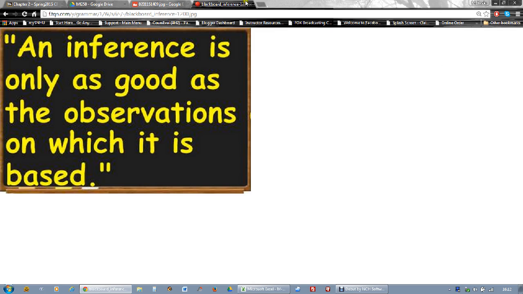So today we're going to use M&Ms, and we're going to use different samples of M&Ms to come up with an inference about those colors.